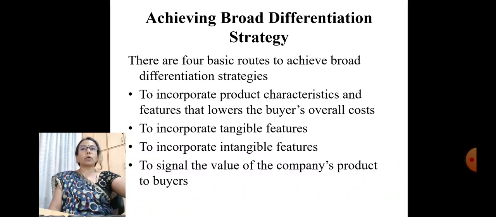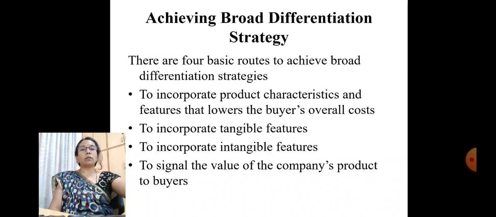To incorporate product characteristics and features that lower the buyer's overall cost. Energy efficient features lower the buyer's cost for maintenance and repairs. To incorporate tangible features: product specifications, functions, style, design, range of users, reliable, cleaner, safer, simpler to use, portable, longer lasting than rivals, etc. To incorporate intangible features: buyers' desires for image, status, prestige, upscale fashion, reputation of the company, and customer trust.